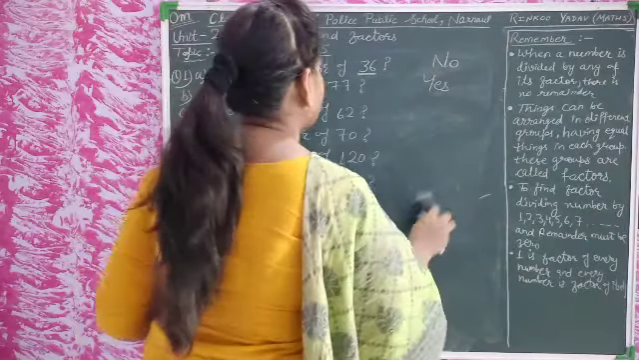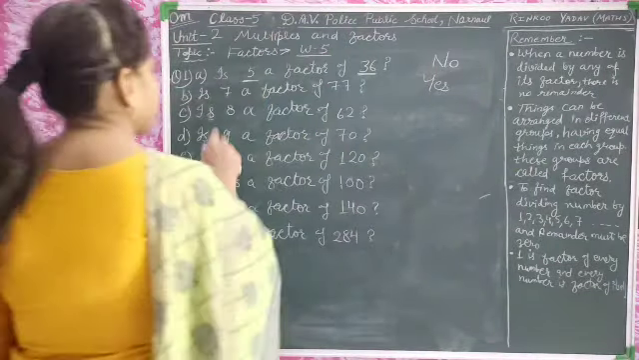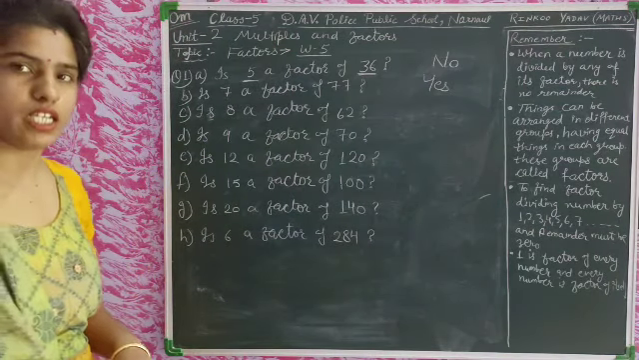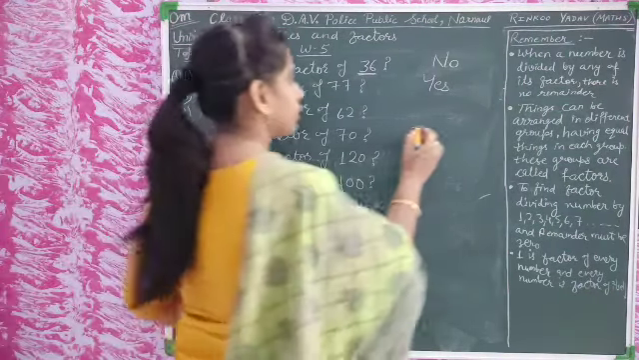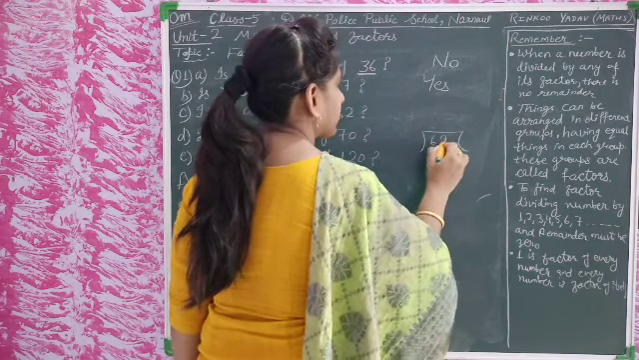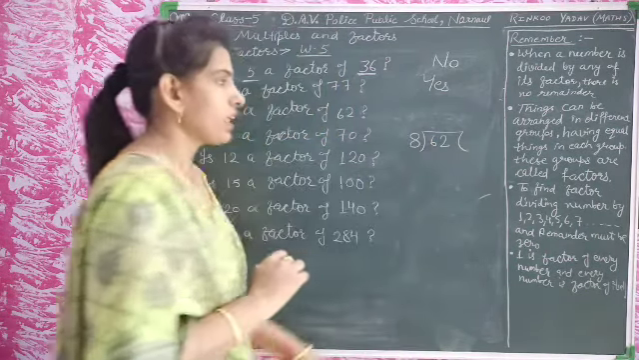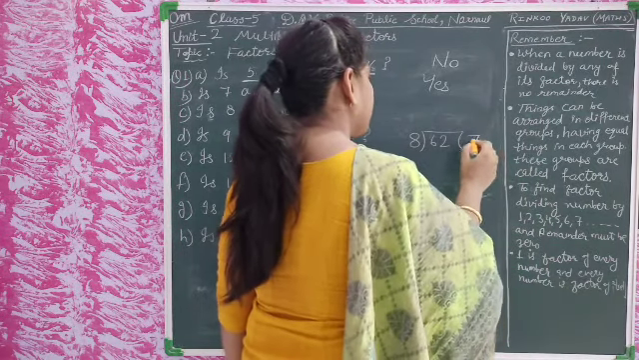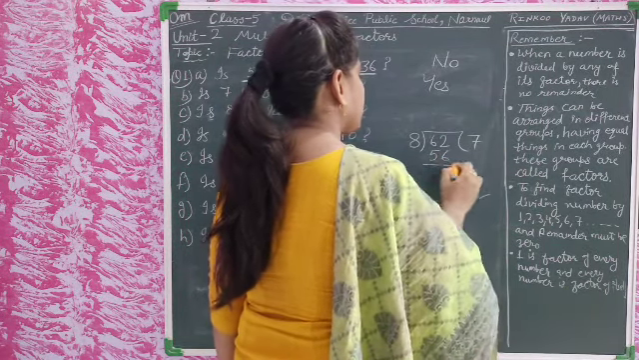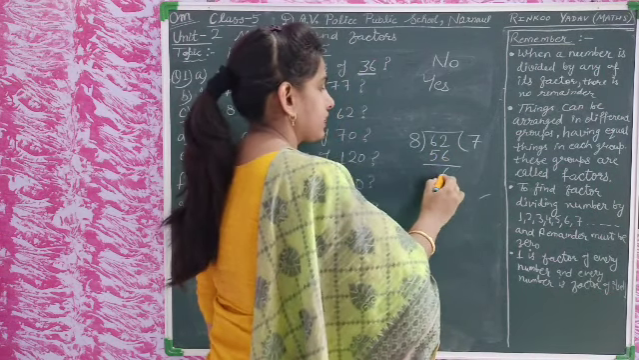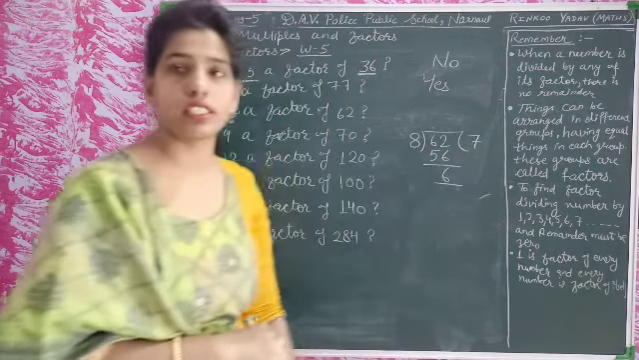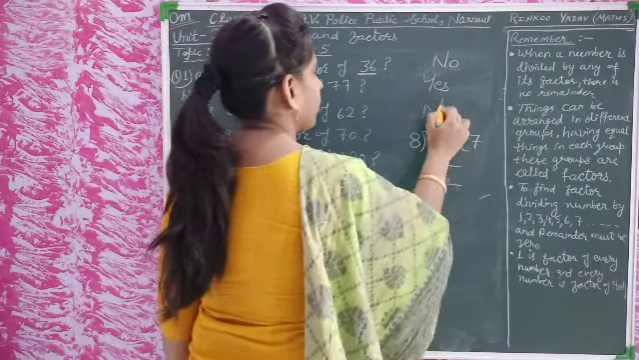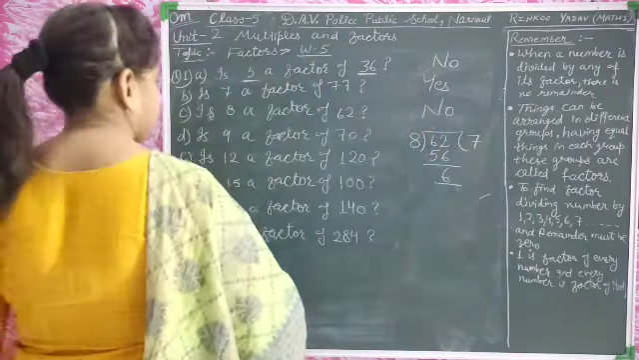Now let's see the next question: is 8 a factor of 62? Is 8 a factor of 62? For a factor, there must be remainder 0 here. Dividing 62 by 8, we get 8 sevens are 56, and 62 minus 56 is 6. There is the remainder 6. It means this is also not a factor. So no, this is not a factor.